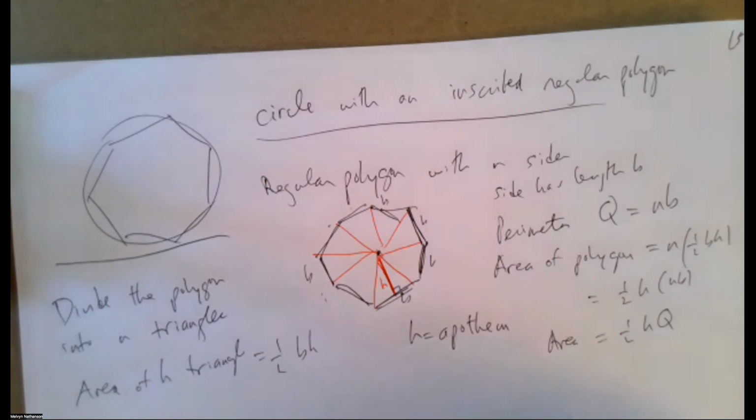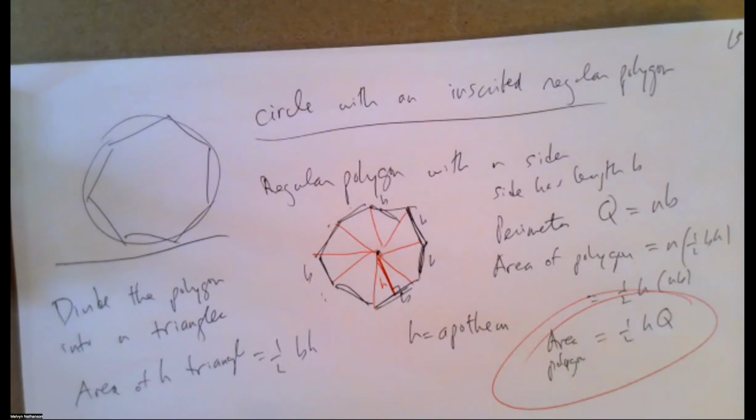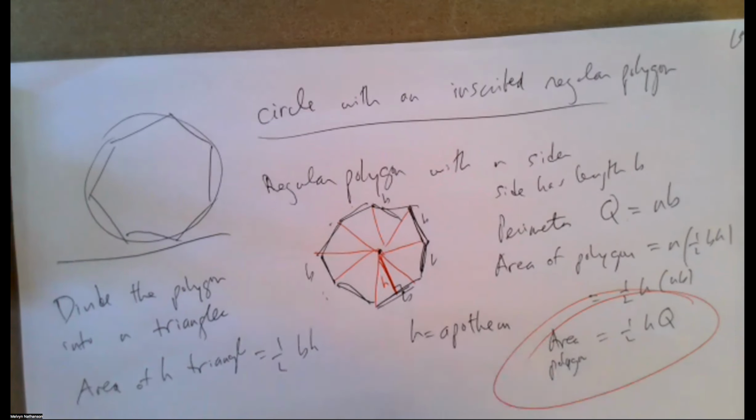So the area of the regular polygon with n sides, each side of length b, is this. You may not be able to calculate h easily or at all, but in any case, that's a correct formula. So if you have a regular polygon with n sides, if its perimeter is q and the apothem, that is the distance from the center to each side, is h, that's the formula for the area of the polygon.